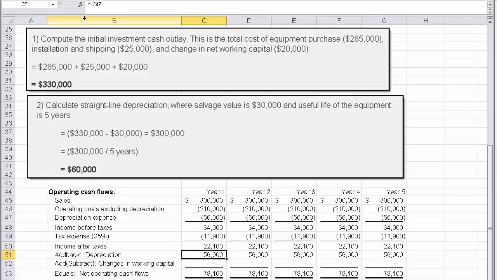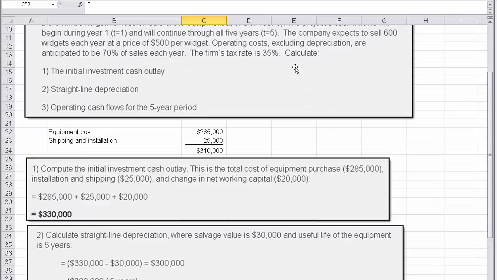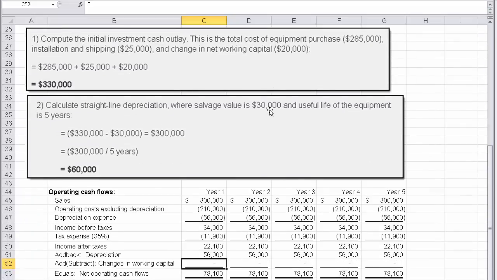Okay? Now, if we had changes in working capital, then we would put it down here. And I believe in the example, they showed that there was this 20,000 change in working capital, but they didn't give that to you in the facts above. So I've left it off. If we did have to keep 20,000 in working capital, it would show up as a negative right here.